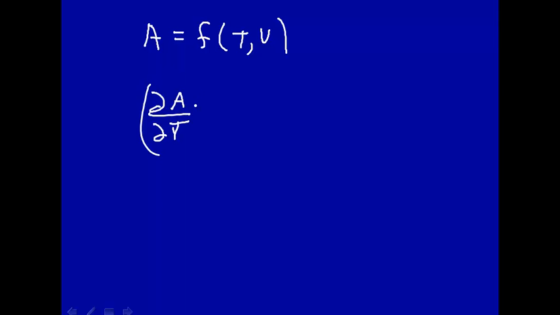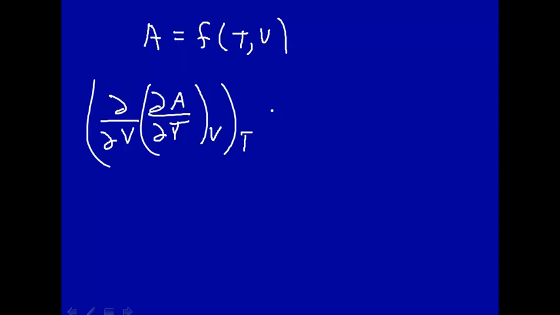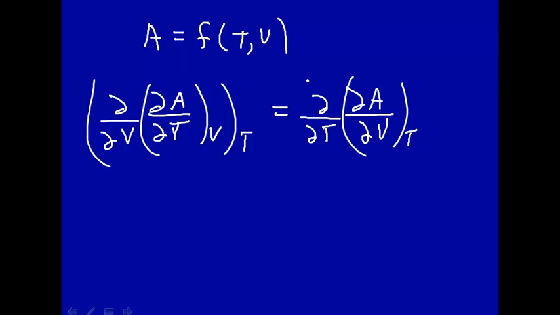We had Helmholtz free energy A. We said that was a function of temperature and volume. Therefore, how A changes with temperature at constant volume, and then take the derivative with respect to volume at constant temperature, that is equal to how A changes with volume at constant temperature, and then how that changes with temperature at constant volume. All right, let's take a gander, see what these things are.